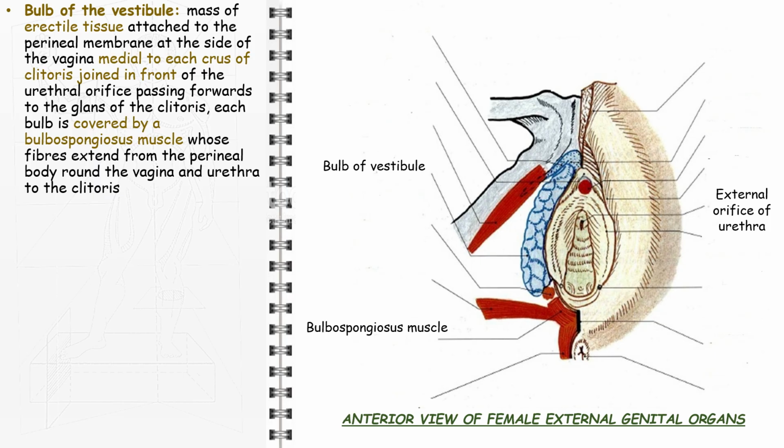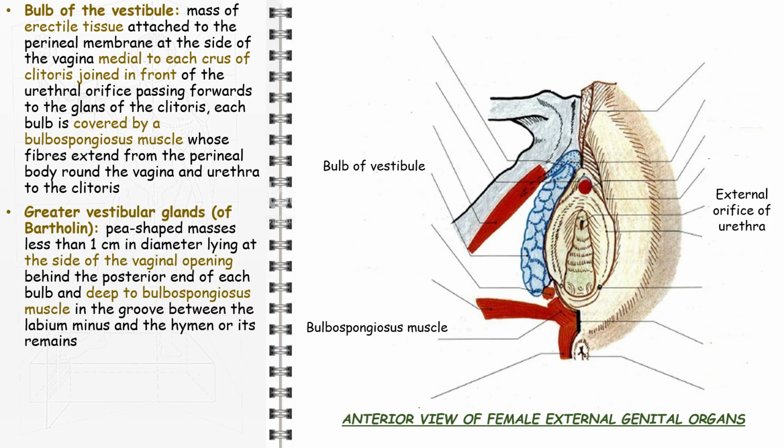The greater vestibular glands of Bartholin are pea-shaped masses of less than 1 cm of diameter and less than 5 grams of weight, lying at the side of the vaginal opening behind the posterior end of each bulb and deep to bulbospongiosus muscle in the vestibular sulcus, the groove between the labium minus and the hymen or its remains, and in front of the superficial transverse muscle. They are mucous glands with excretory duct heading medially to the vaginal orifice. It is 2 cm long and 2 mm wide. The greater vestibular gland is tubulo-alveolar and its secretion acts as a lubricant during coitus.